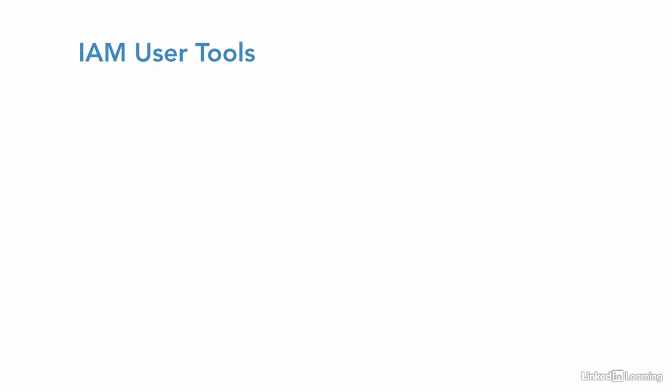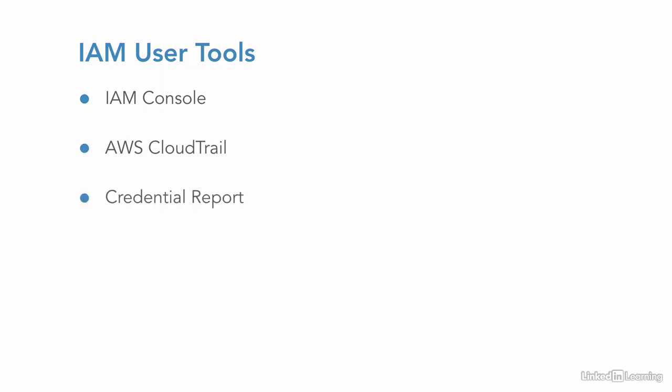IAM has a number of different user tools available to manage the users and groups and roles. Of course, we know about the IAM console. We also have AWS CloudTrail, which tracks all of the authentications to your AWS account. We have the credential report, which allows you to download a list of all of the user accounts and the age of their credentials and the age of their access keys.